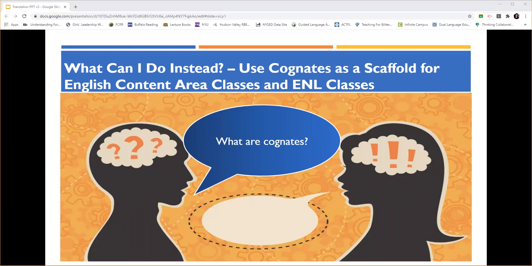Now we're moving to our third strategy of using cognates. So what are cognates? Well, cognates are words that in two languages share similar meaning, spelling, and pronunciation. For many ELLs and MLs, cognates are an obvious bridge to the English language. While English may share very few cognates with a language like Chinese, 30 to 40% of all words in English have a related word in Spanish. And the same could be true for other Romance languages.